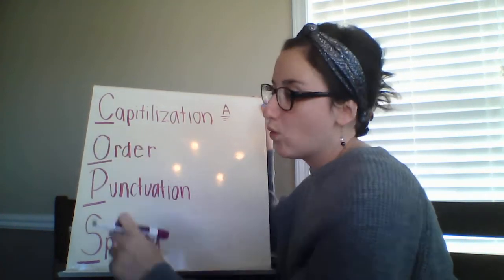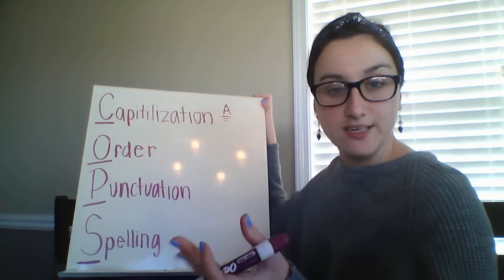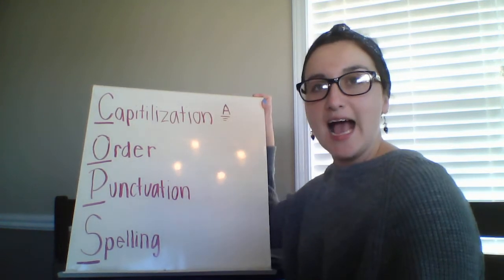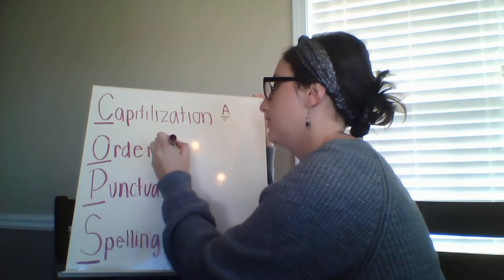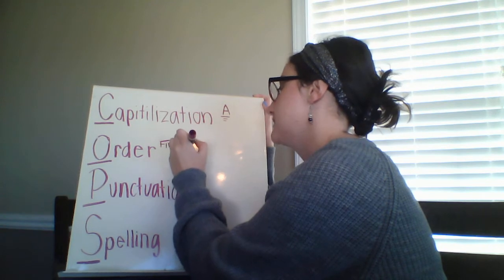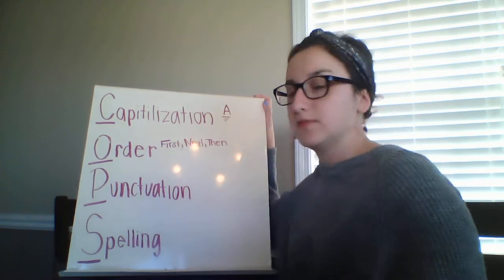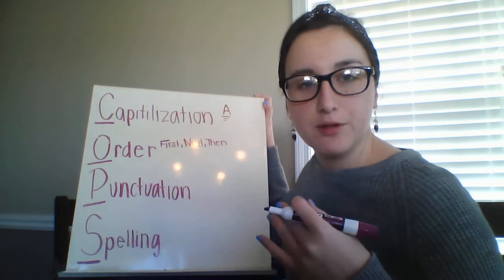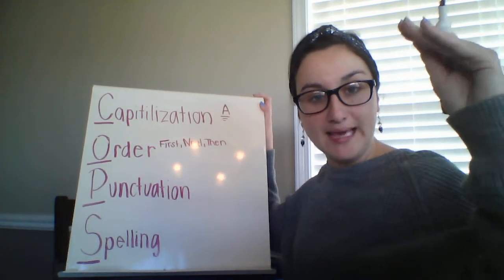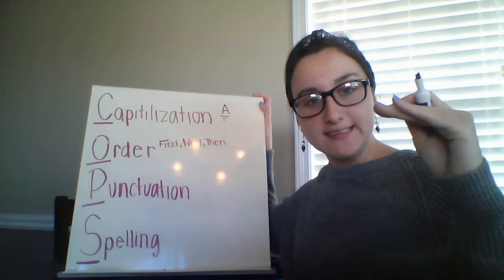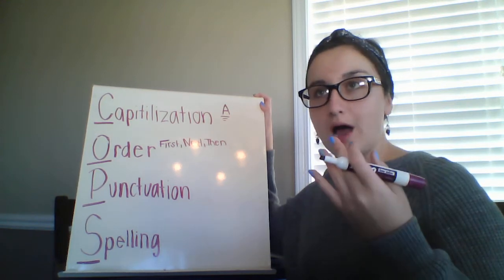Now, when you get to order, you might want to ask yourself, do I have transition words if needed? Do I have sequencing words if needed? Do I have first, next, then? Do I have those words that help the reader to know what order the writing goes in? Also, do I begin with an opening sentence, have my details, and then close with a concluding sentence? That would also be a question or a thought you could ask yourself.